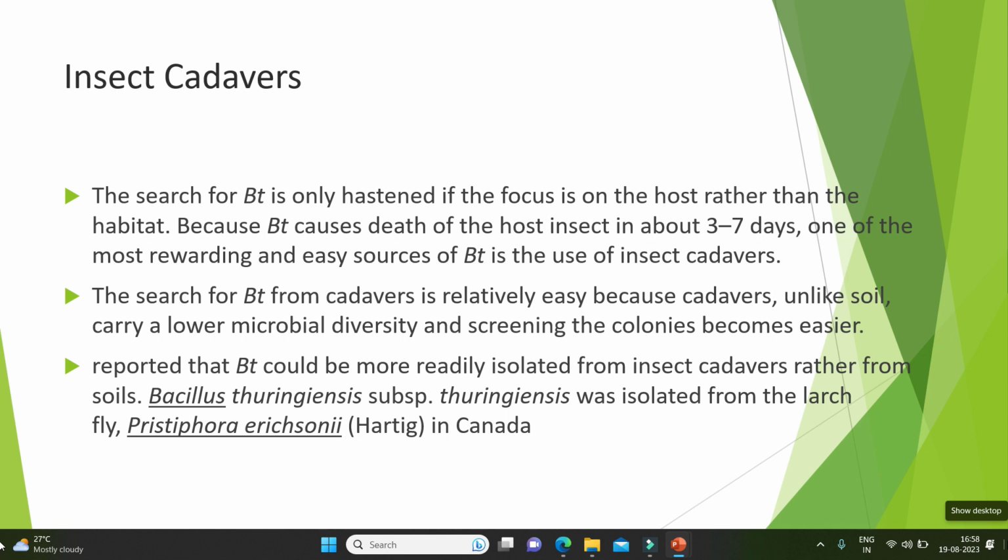The insect focus is on the host rather than the habitat, because BT causes the death of host insects in 3 to 7 days. One of the most rewarding and easy sources of BT is insect cadavers. Thus, reportedly, BT could be more readily isolated from insect cadavers than from soils.